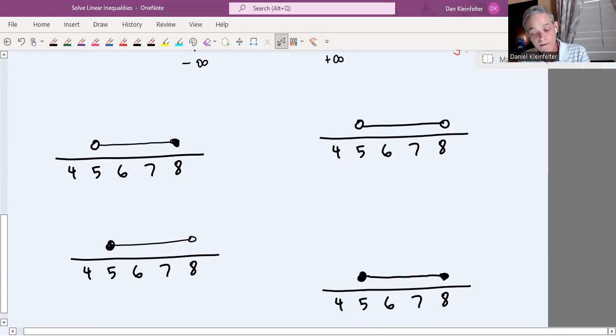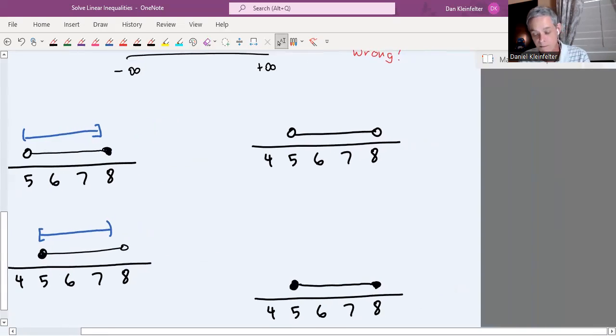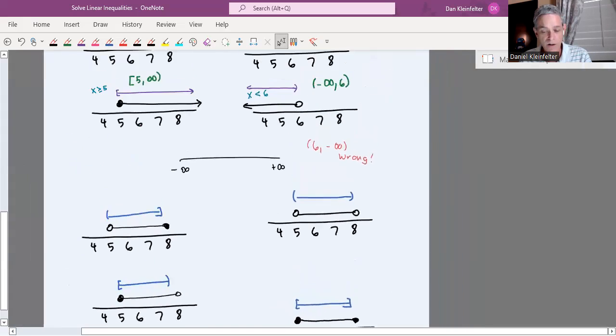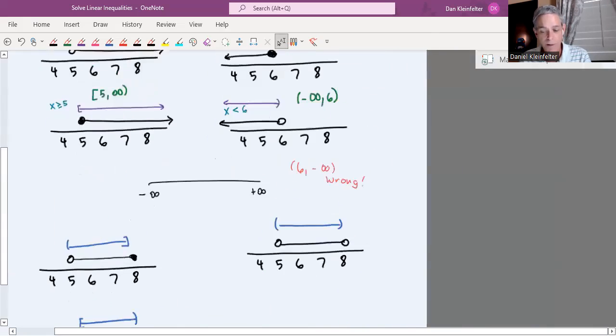So here in the upper left, we have the numbers between 5 and 8. If we use the brackets, we'll have a left parenthesis at 5 and a square bracket at 8. And down below, we'll have a square bracket on the left and a parenthesis on the right. In the upper right, we'll have a parenthesis on both. And in the lower right, a square bracket on both. And those indicate the inclusion or non-inclusion of the endpoints, just as we had before.